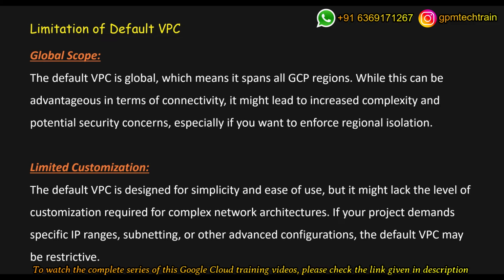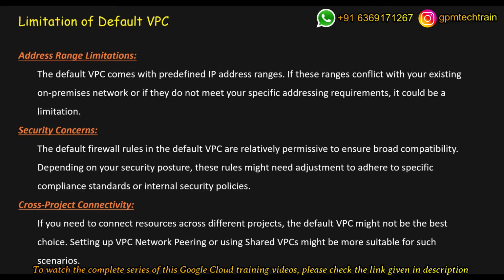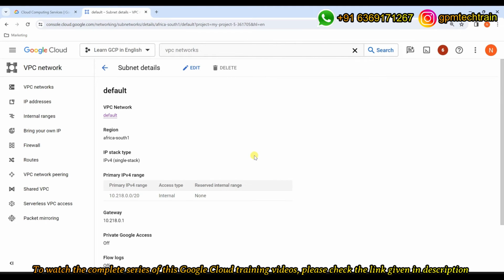Then the second limitation is its limited customization options. The default VPC is designed for simplicity and ease of use, but it might lack the level of customization required for complex network architecture. If your project demands specific IP ranges, subnets, or any advanced configuration, the default VPC may be restrictive. As I said earlier, you cannot delete the unwanted subnets, and the second point is the lack of customization.